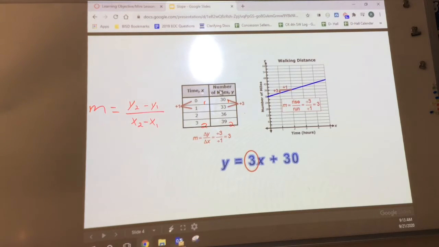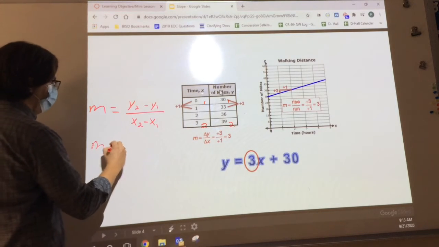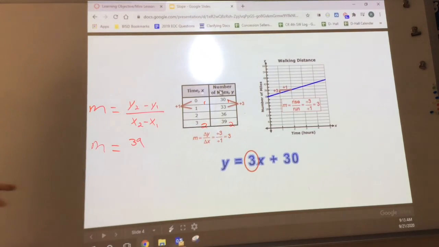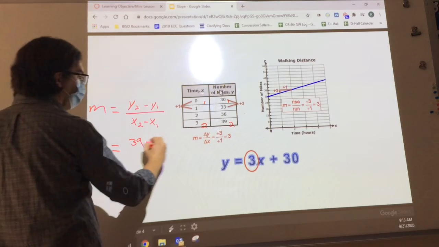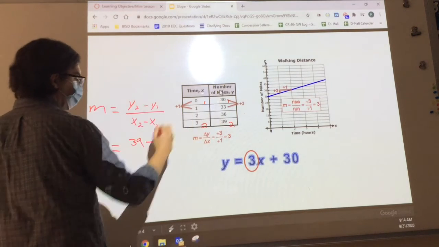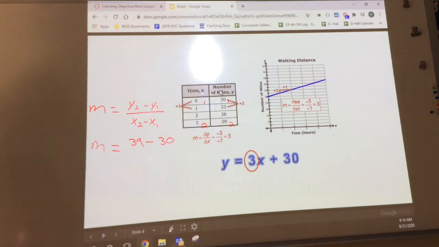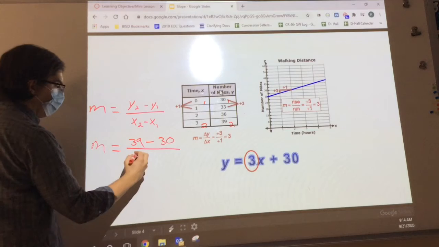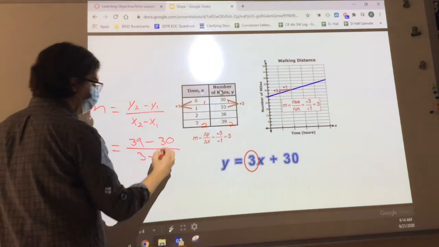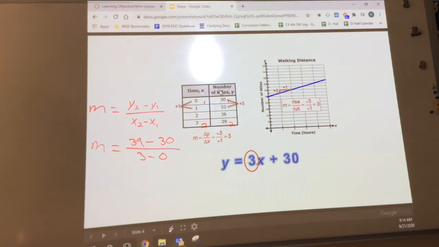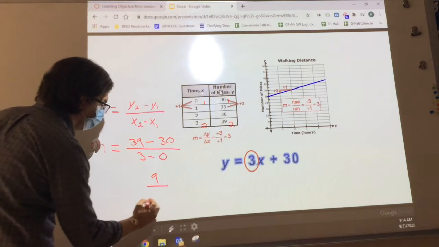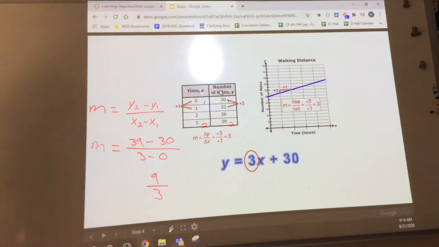So let me show you how this formula works now. M equals y2, which is 39. Again, I just made that up. Minus y1, which is what? 38. Anybody have any objections to that right there? Over x2, which is 3, minus x1, which is 0. Are we okay there? Okay, well 39 minus 30 is 9. 3 minus 0 is what? 3. Okay, so I'm telling you the slope is 9 over 3.